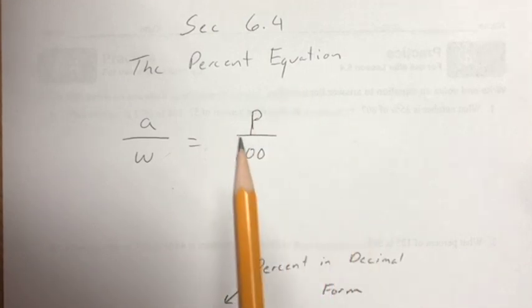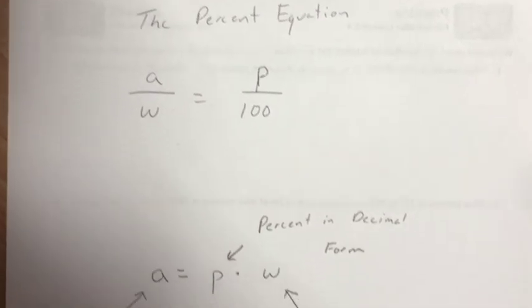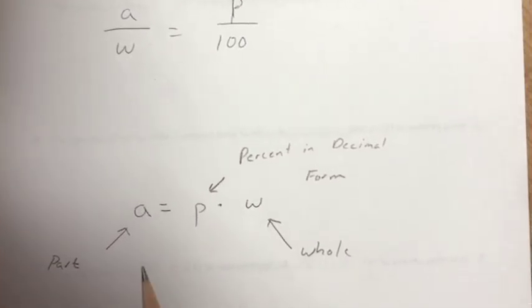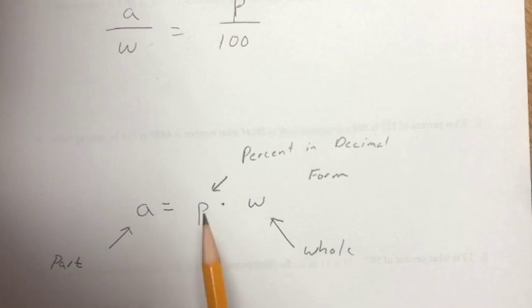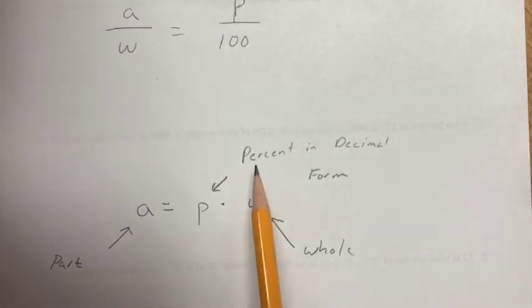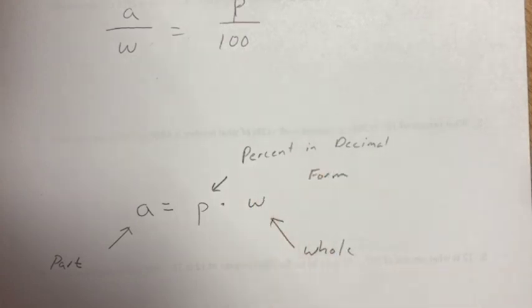However, there's another way of solving these things, and it's called the percent equation. It's very similar, but just a little twist on it. We have A is equal to P times W. A still represents your part, all right? P is your percent, but this time it's written in decimal form. And lastly is our whole.